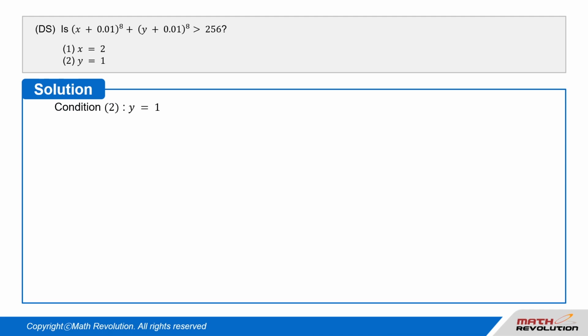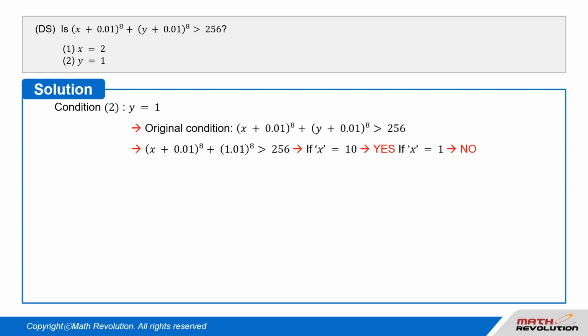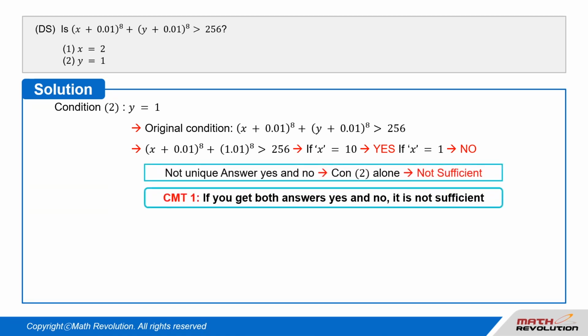Condition 2 tells us that y equals 1. If we plug this in, we get (x + 0.01)^8 + 1.01^8, and we have to know whether this is greater than 256. If x equals 10, it would be yes. But if x equals 1, it would be no. We do not get a unique answer, and this condition is not sufficient by CMT1, which means that if you get both yes and no, the answer is not sufficient.